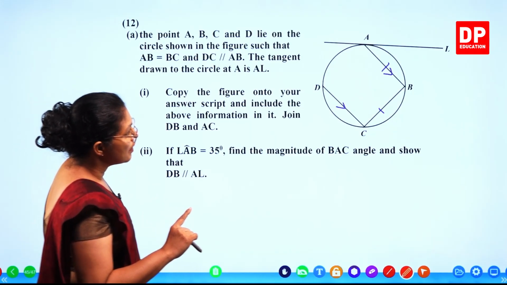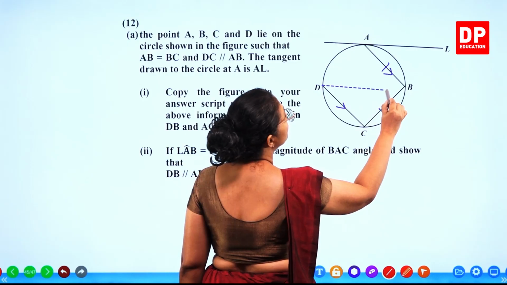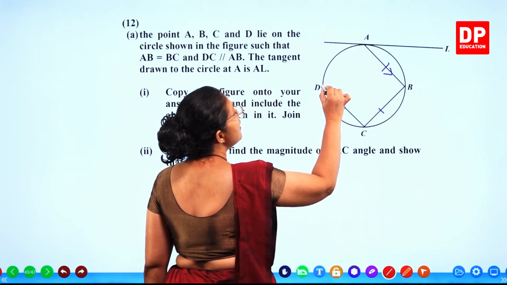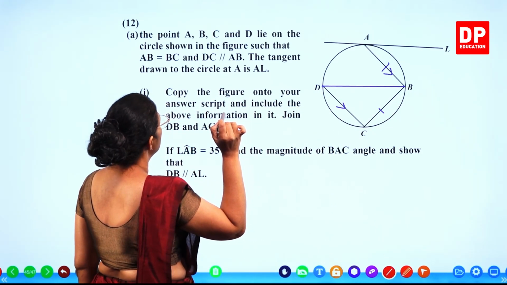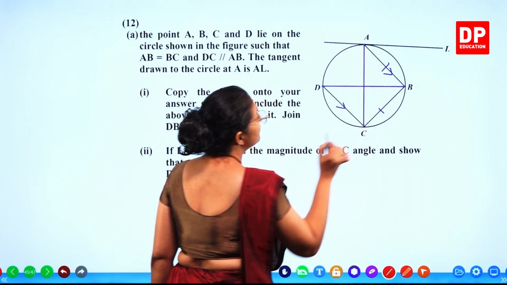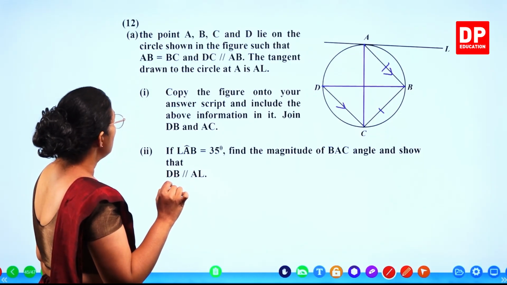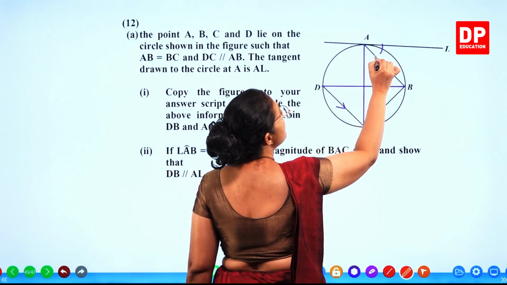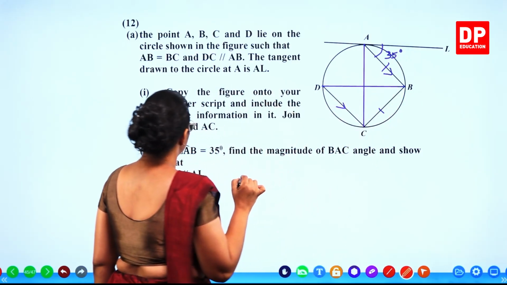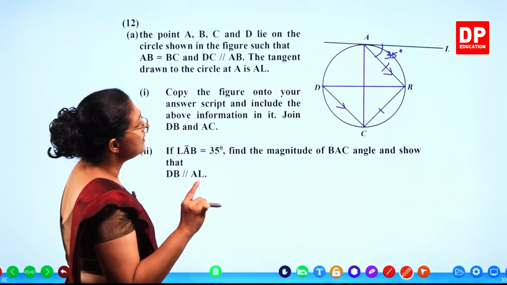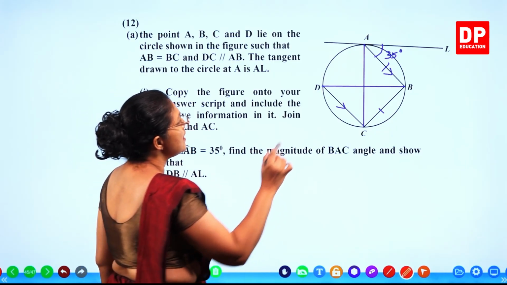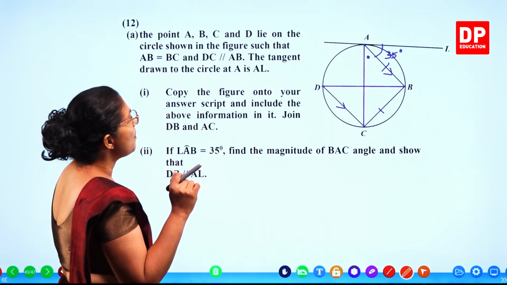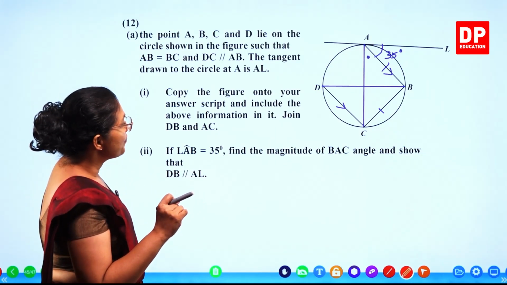Join DB and AC. If LAB is equal to 35, this angle is given as 35. Find the magnitude of angle BAC, this one, and show that DB is parallel to AL. So first we need to find out angle BAC.